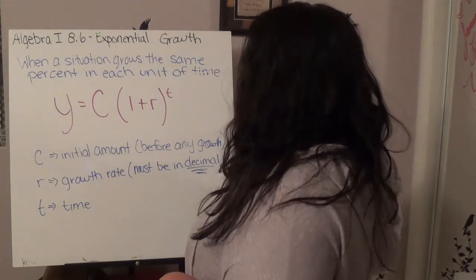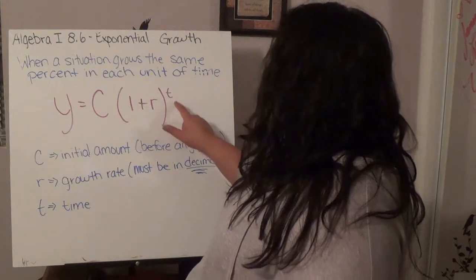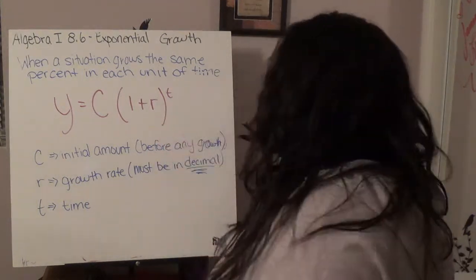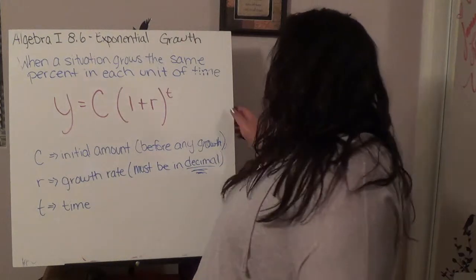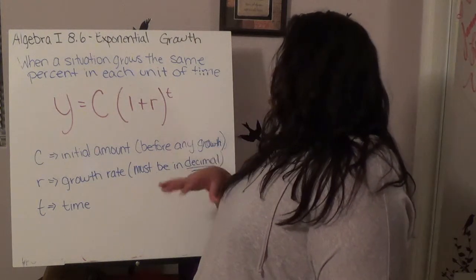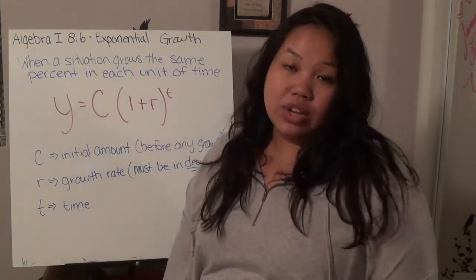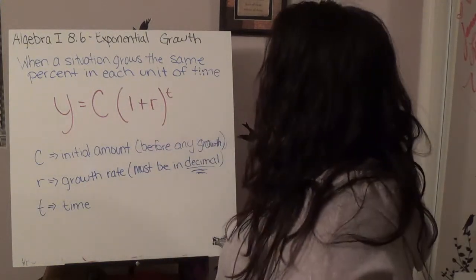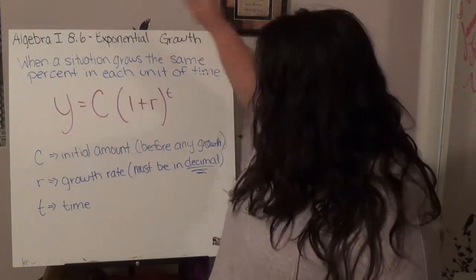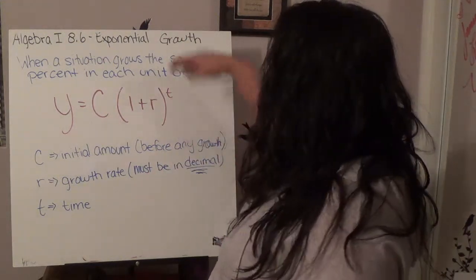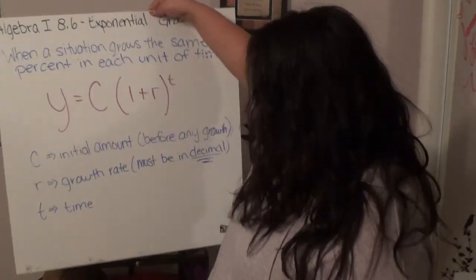And then T is the time. So how much time is it? Yearly, 2 years, 3 years, however much time you want to predict. Like if I put this in a savings account and I don't touch it, how much will I have in 10 years? And that's what the T represents. So we're going to try some problems. Please make sure to write that down, because you're going to need this information when we're doing the problems.